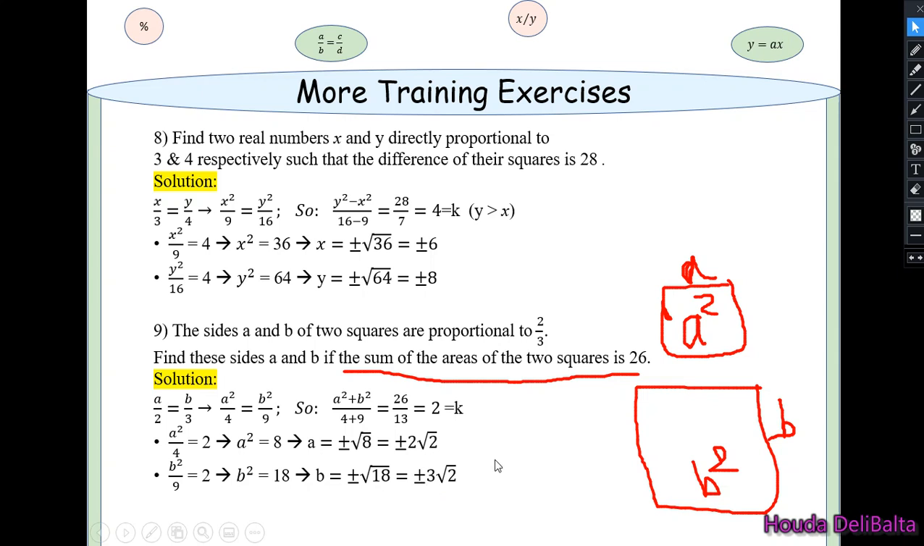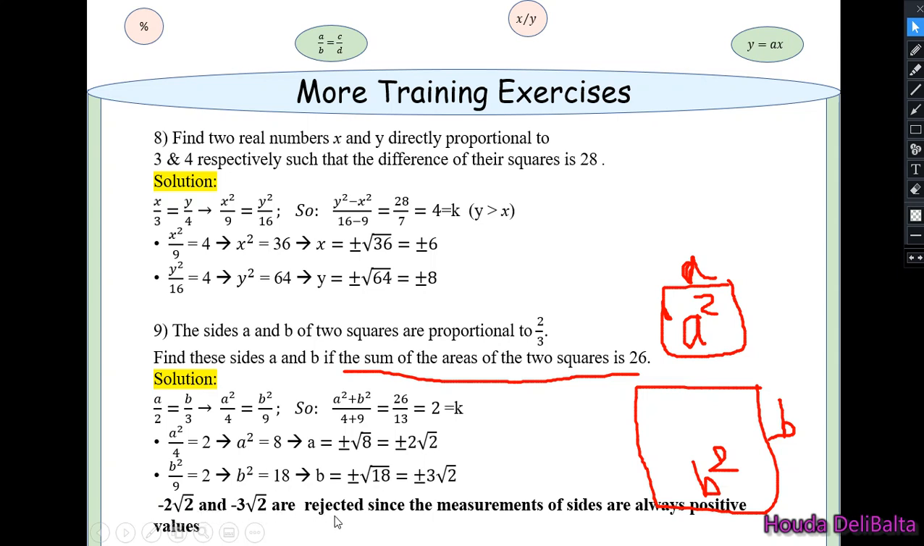But can sides be in negative numbers, in negative measurements? Definitely no. That's why I'm going to say that minus 2 radical 2 and minus 3 radical 2 are rejected. They are never accepted, since the measurements of sides are always positive values. So here the only answers are a equals plus 2 radical 2, only plus 2 radical 2, and b equals only 3 radical 2 without the signs, because as you see here negatives are rejected for measurements.